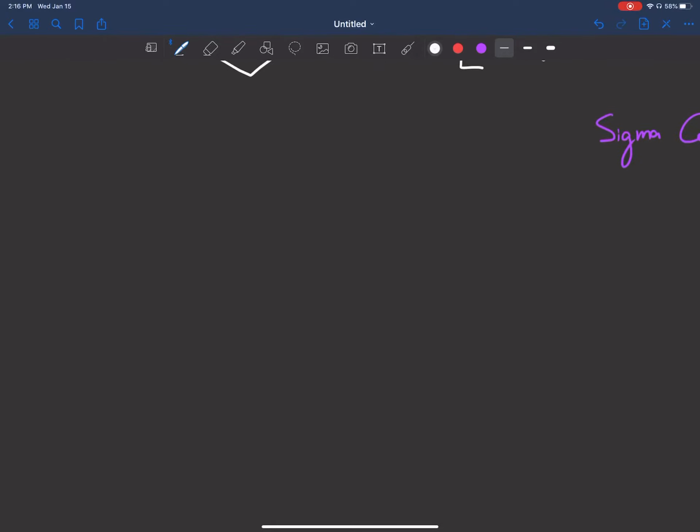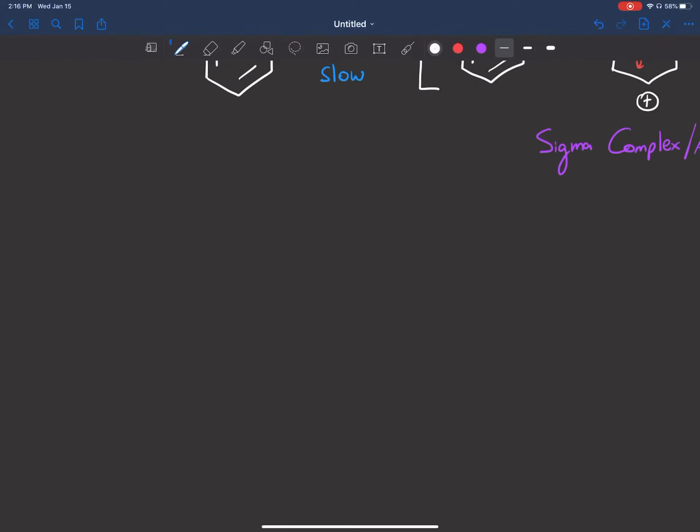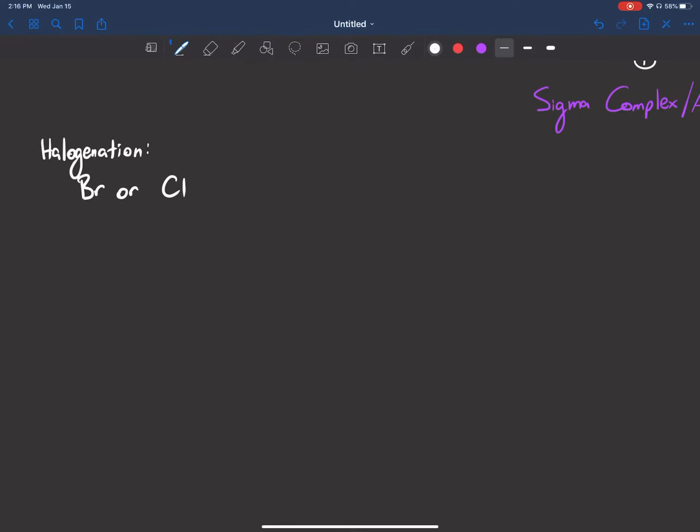So the first one we're going to do is called a halogenation reaction, right? And we can add a bromine or a chlorine, all right, for halogenation. So how does this work? So we're going to start out with the benzene. All these reactions start out with benzene. And we're going to do the Br2, right?